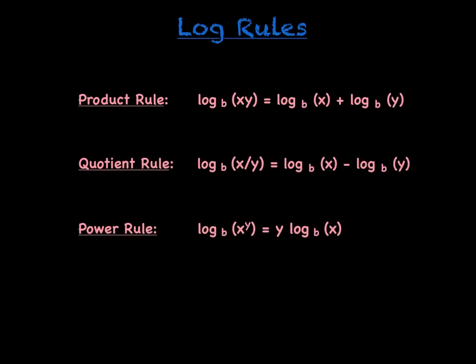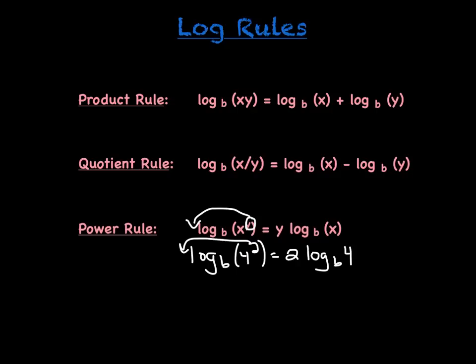Now the power rule says that if you have log to the base b of x to the y power, that's going to be equal to y times log to the base b of x. So really what you're doing is you're just taking this exponent right here and bringing it to the front of the word log. So if I had log to the base b of 4 squared, even if the 2 is on the outside of the parentheses, I can take that 2 and bring it to the front of the word log to leave me with 2 times log to the base b of 4.